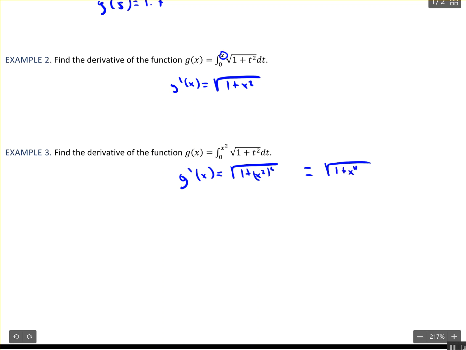The reason for that is that we plugged in x squared, so when we differentiate, we're going to have to use the chain rule. So when we differentiate, we get this extra 2x, because the derivative of x squared is 2x. And so I end up with 2x times the square root of 1 plus x squared, and that ends up being our derivative. So the short answer is, take this, plug it in for the variable, in this case t, and then multiply times the derivative of that.